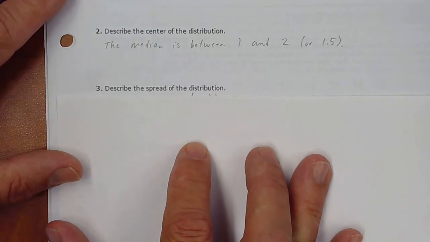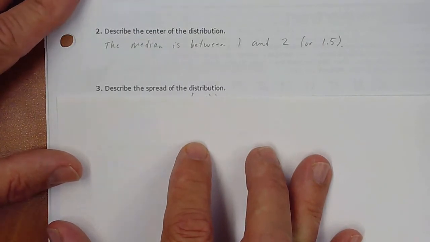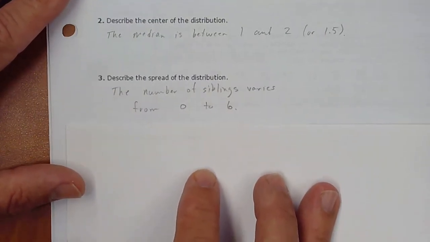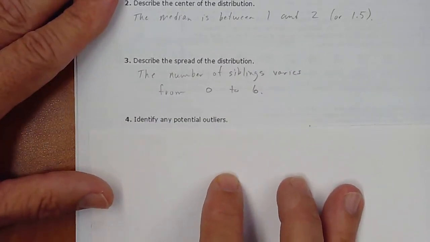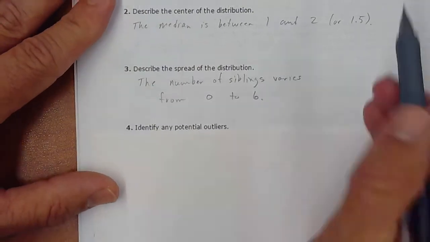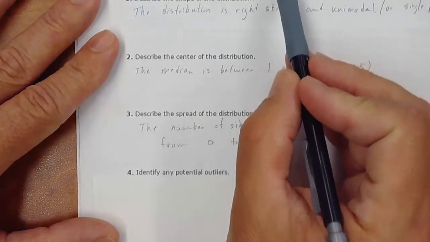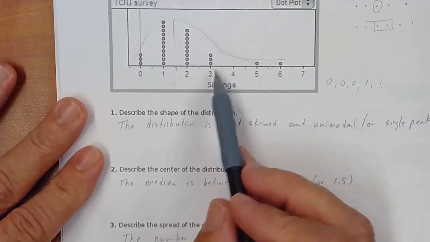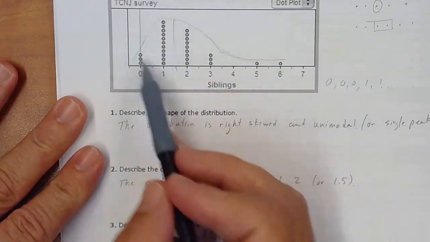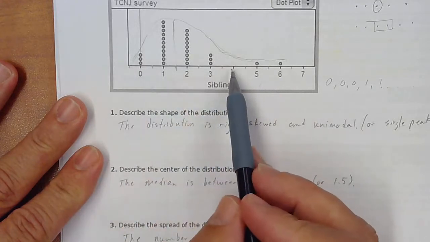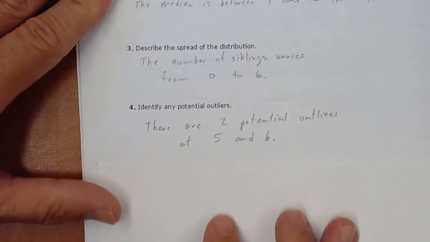All right. The spread, simply put, just talk about the range of values for now. So the number of siblings varies from 0 to 6. All right, and we had a gap here, right? These are much bigger families. It's kind of a departure from the normal outcome, because typically we'd expect it to be 0 to 3. That's the typical outcome. Gap 5 and 6.